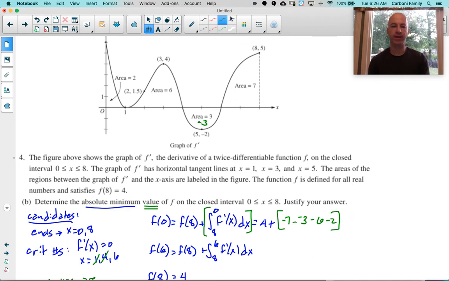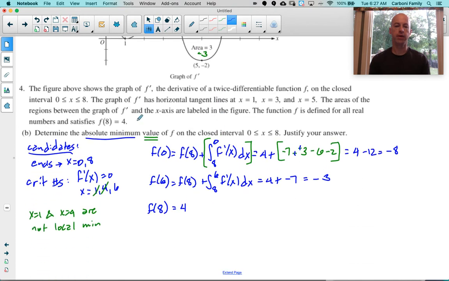And then when we evaluate that, we get 4. Negative 7 plus 3 is negative 4, negative 12. So it'll be 4 minus 12. That's a value of negative 8. And then we'll do the same thing at 6. So that's going to be 4 plus, and then that integral from 8 to 6, right to left, that area is going to be negative 7. And so that would be a value of negative 3. And we are looking for the absolute minimum. And so the absolute minimum would be negative 8.